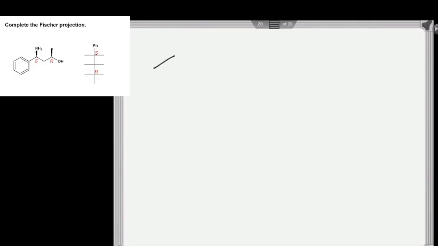So just to finish this guy off here, this molecule, NH2, I'm going to abbreviate the phenyl ring as Ph. That just makes it easier for drawing. Next, we've got a methyl group right here and an OH. So as presented right now, we have an R center here and we have an S center here.